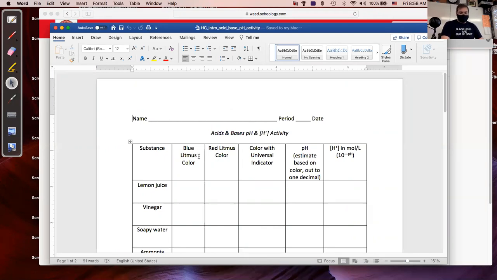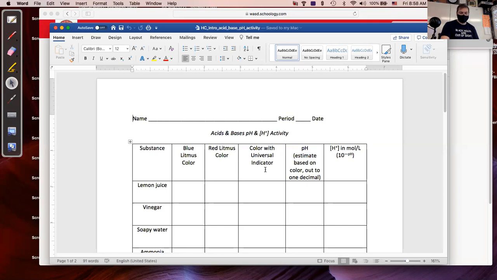So it's necessary to have both, because just because blue stays blue doesn't necessarily mean that it's a base. It could also be neutral. Same thing, red, if it stays red, doesn't necessarily mean it's an acid. It could also be neutral. So if they both end up blue, then it's a base. If they both end up red, it's an acid. If they both stay the same color, then it happens to be neutral.